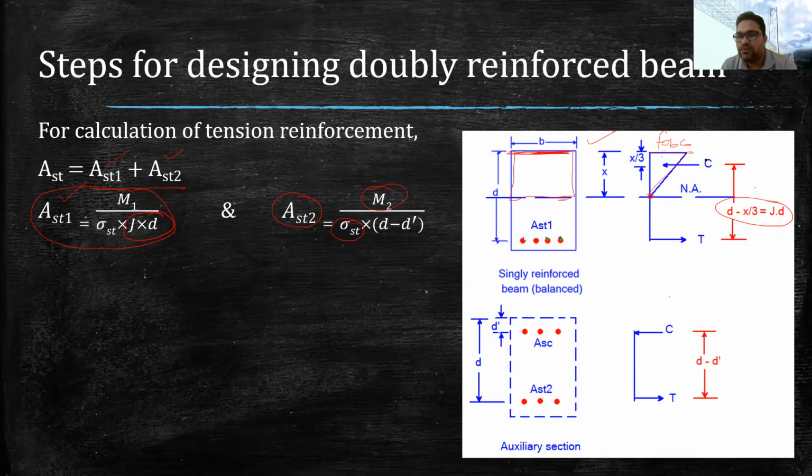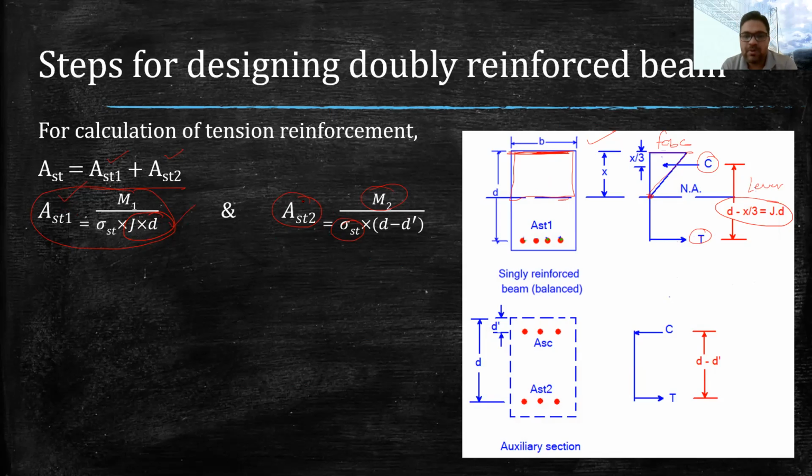So the compressive force which is borne by the concrete will be acting at x by 3 distance from the top. So the distance between C and T is called lever arm. So this is the lever arm that we are using to calculate AST1.